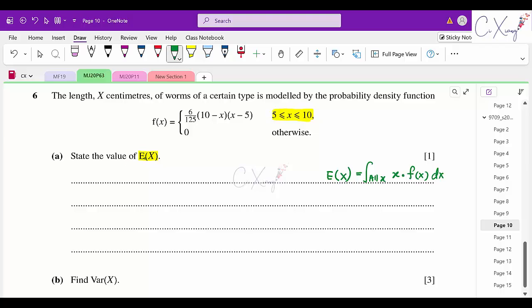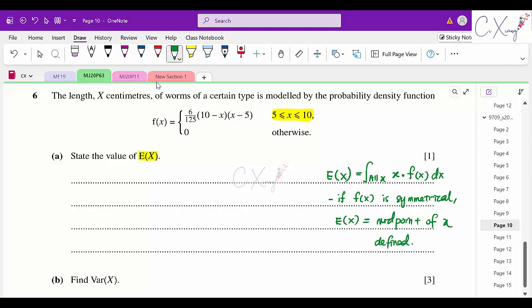So you need to know another fact: if the function f(x) is symmetrical, then the expected value of x is the midpoint, or the center, of the x defined. This is the extra fact that you need to know in a probability density function. Then we are going to use this one. So let's have a look whether our function f(x) is symmetrical or not. If you have a look at this graph, you're having 10 minus x and also x minus 5.